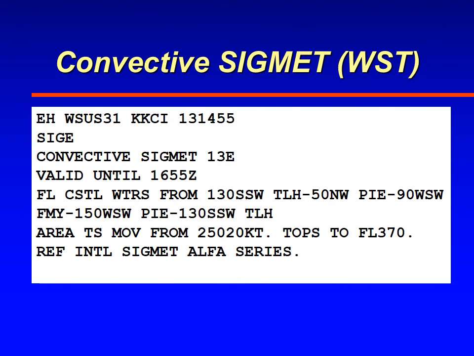This is another example of a convective SIGMET. This one's for the East region, and they say it's a SIGMET 13 Echo, and it's a 2-hour forecast off the Florida coastal waters, and they give you the points of reference, and they say it's an area of thunderstorms moving from 250 at 20 knots, and the tops are up to 37,000 feet. Since this is over the waters, they reference the International SIGMET Alpha series for this. In other words, there are also some thunderstorms over the waters that are further out that are issued as international SIGMETs.